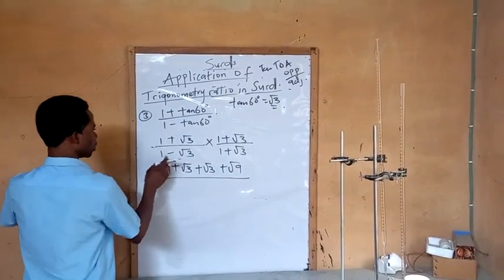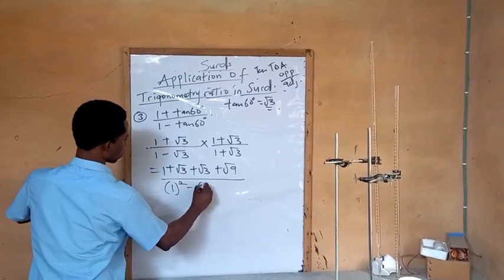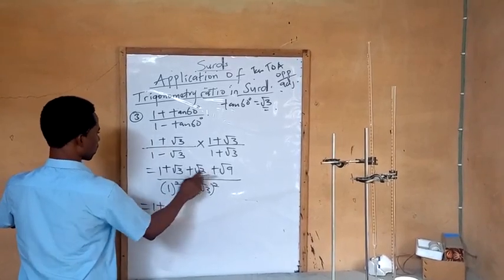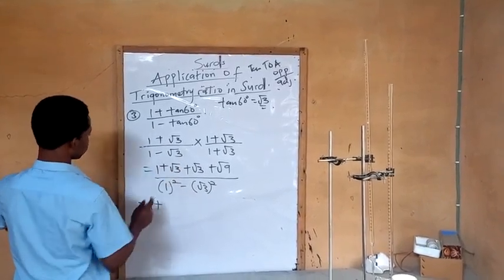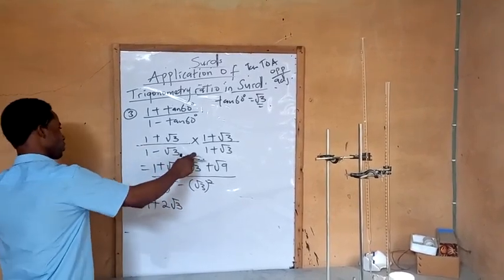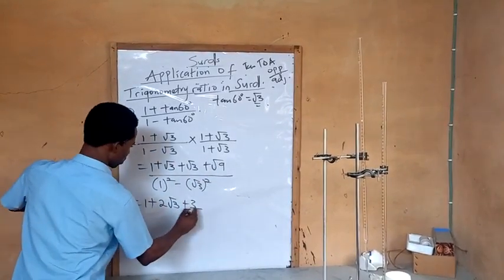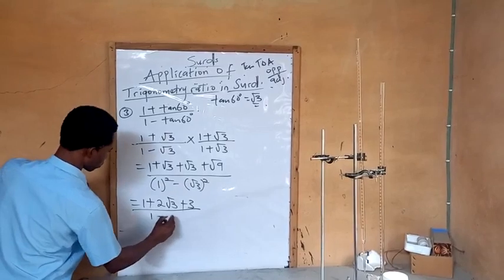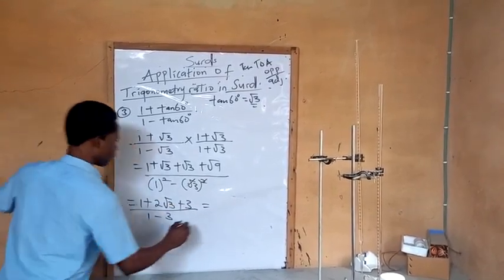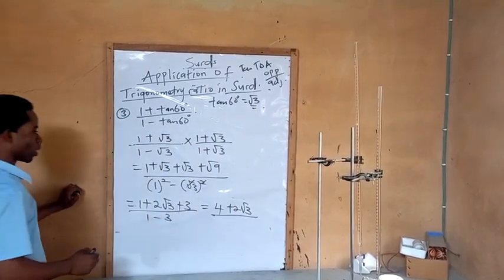All over, you know they are the same, use the method I said: 1 squared minus root 3 squared. That means 1 plus root 3 plus root 3, that is 2 root 3, because there is an invisible 1 here and here, that is 2, just pick one of them. Plus, what's root 9? That is 3. Over 1 squared minus 3, equals 1 plus 3, that is 4, plus 2 root 3, over 1 minus 3, that is minus 2.